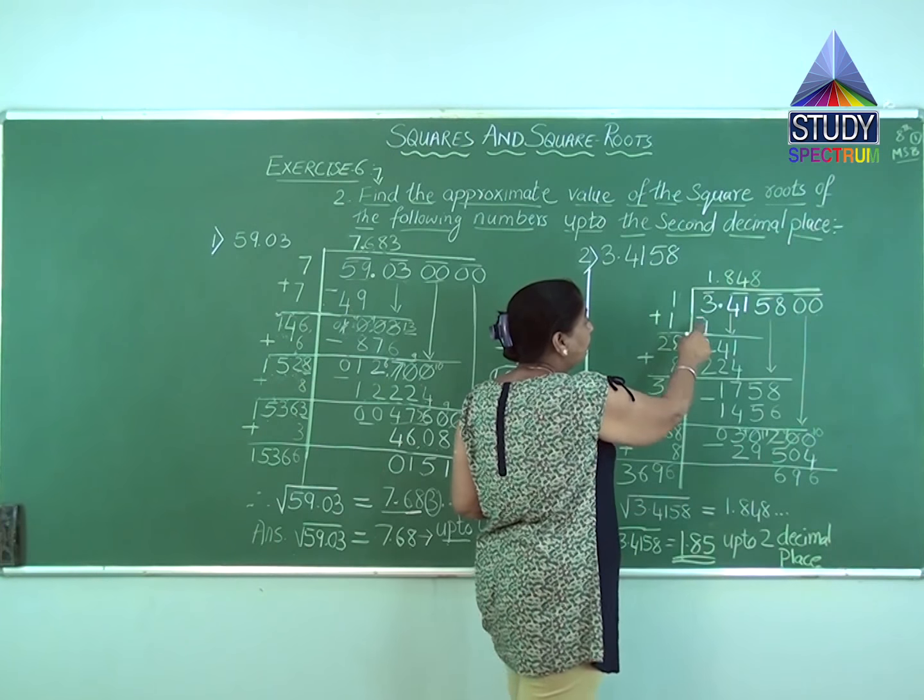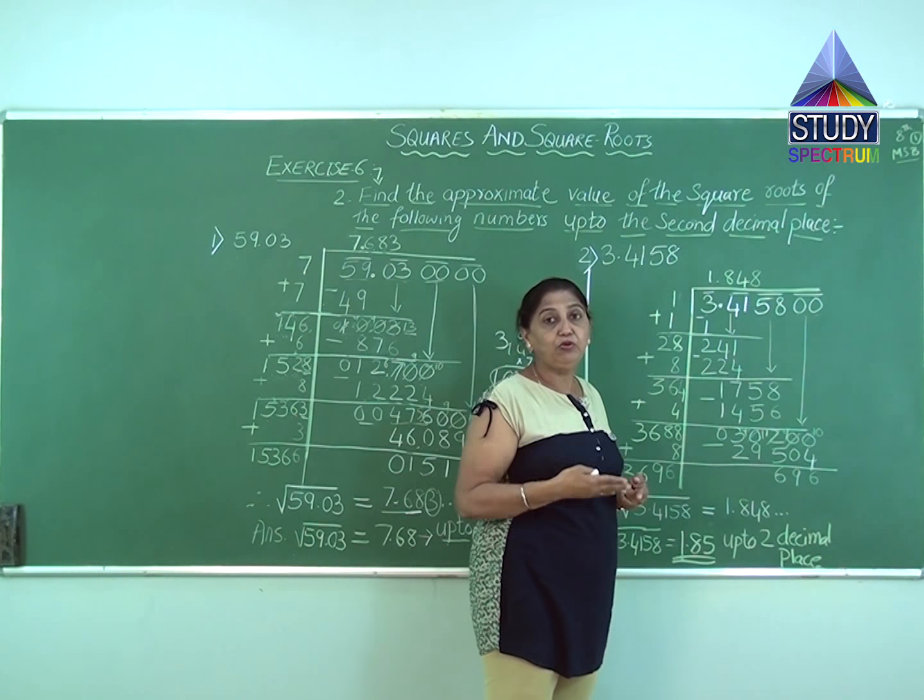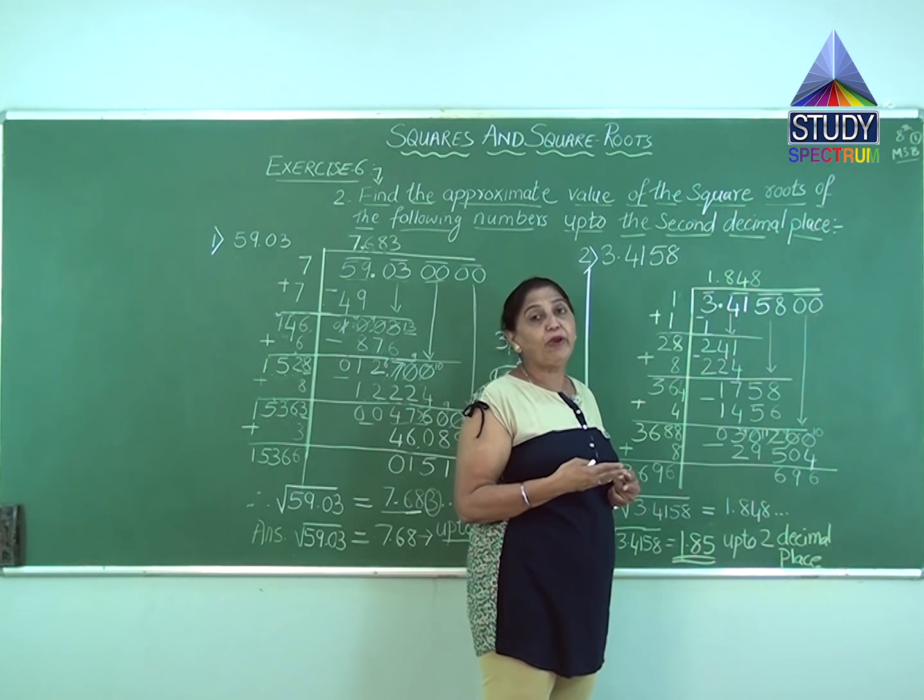Again we will start with the 3. To solve it, we will see the squares of numbers. You know 1 square is 1, 2 square is 4. So 2 square is more than 3. So we will prefer 1. So 1 I will put here.